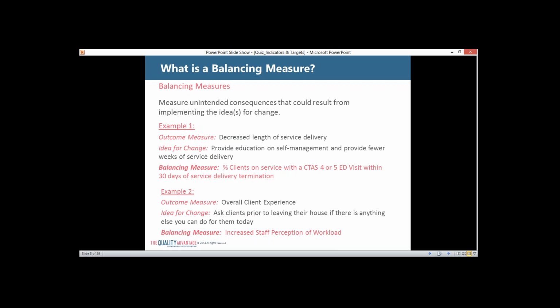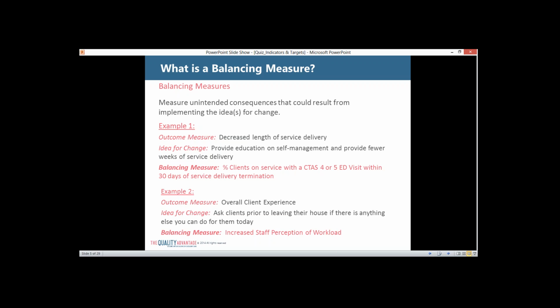The second example is a project where the outcome measure would be overall client experience. The idea for change might be having staff ask clients prior to leaving their home if there's anything else they can do for them on that day. A balancing measure for that might be increased staff perception of workload.